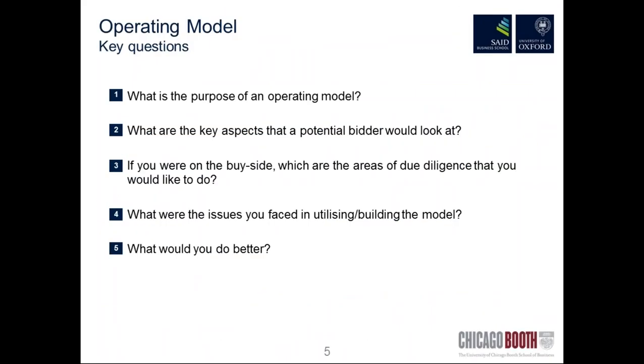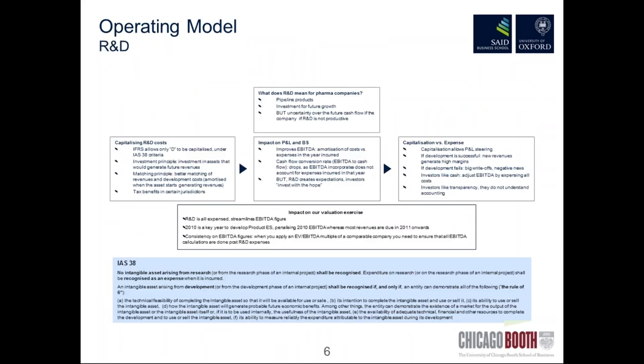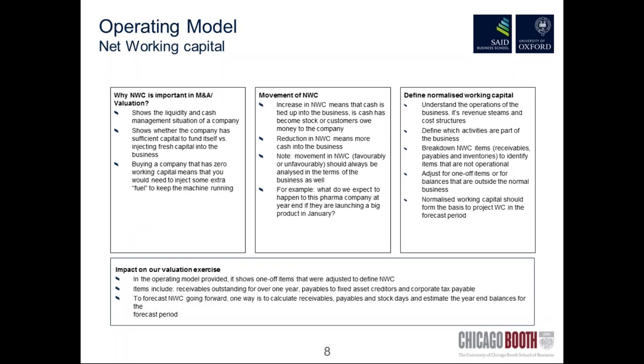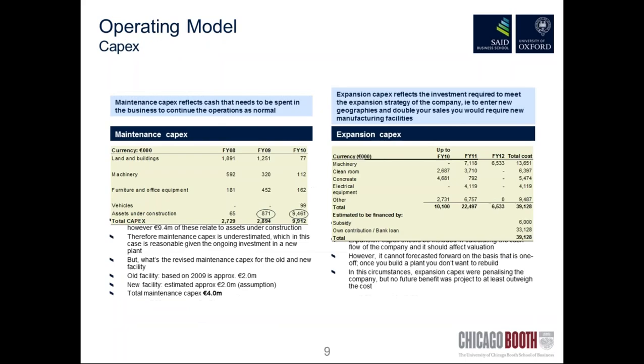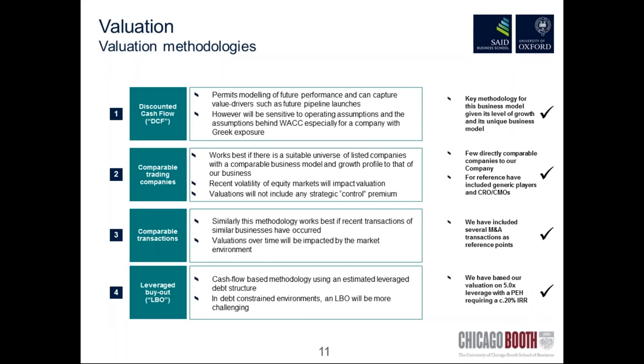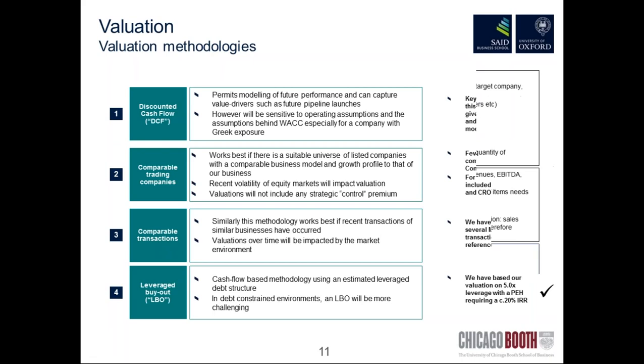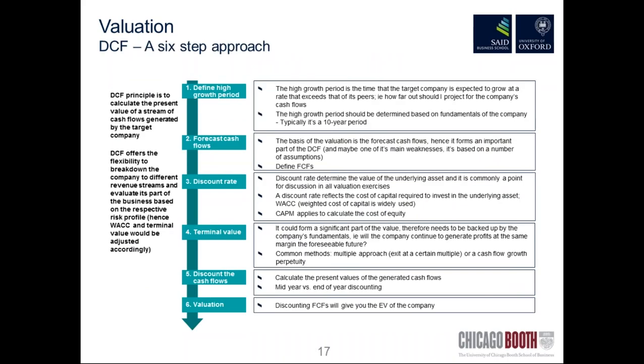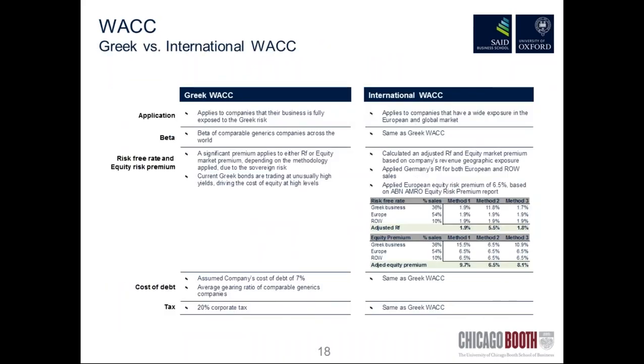Then with Dimitris Siroides of Rothschild, we will look at the purpose of an operating model, the key aspects, how R&D is affecting my valuation, do I capitalize, do I expense R&D when I'm looking at the comps, do I have the comps in the same way, post or pre-R&D, how the net working capital is affecting my valuation, what is a lockbox, what is closing of the accounts when I acquire a company, how CapEx, maintenance, development CapEx can affect my value, how the valuation methods can apply in a corporate M&A, discounted cash flow, comps and LBOs, what are the different steps in the LBOs, what are the different steps in the DCF, and then if you acquire an American company, acquiring a company in Greece, which WACC will you use?